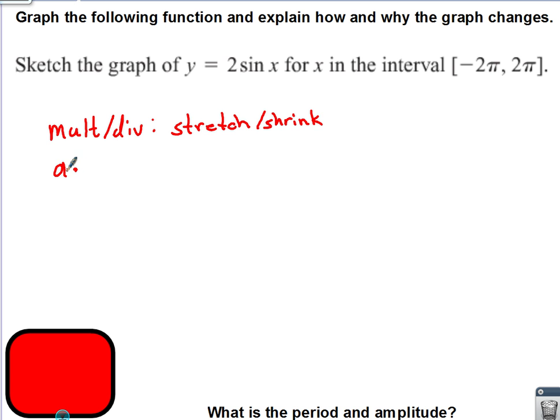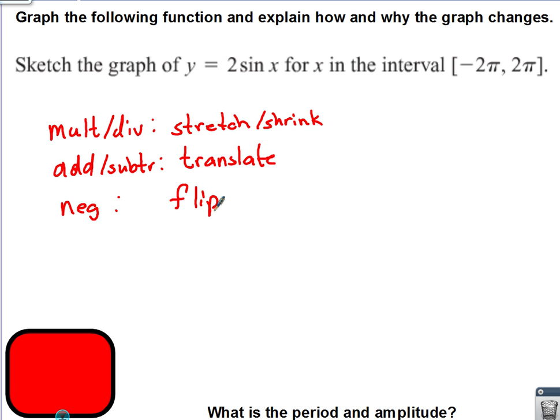Addition and subtraction. What does that do? It translates it. It moves it. It translates it up, down, left, right. It doesn't change the graph at all. It's identical except it's shifted up, down, left, right. It's just shifted over. Negatives flip.